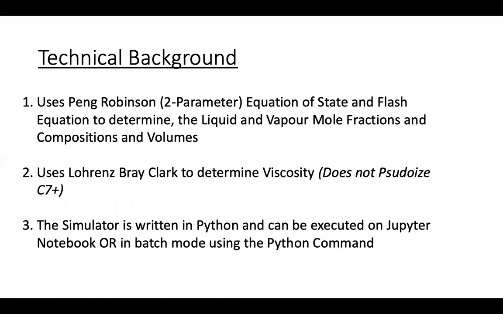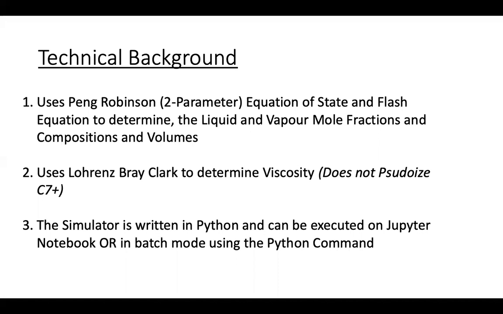The Peng-Robinson equation is Eclipse's favorite equation. Eclipse prefers the Peng-Robinson 3-parameter equation, and what I've done here is a 2-parameter equation, because the third parameter is only required when you want to correct for densities, for liquid density. So that part I've not yet done.